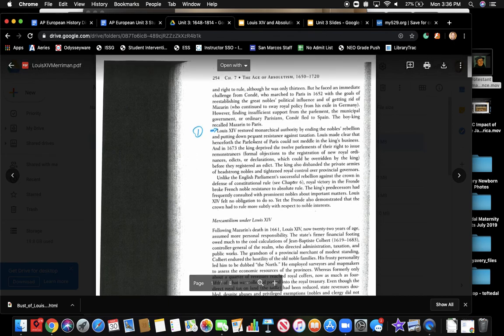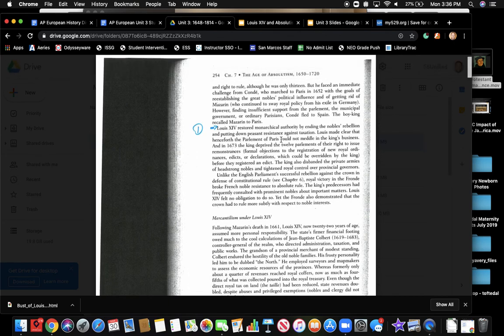One of the first things he does is he makes it clear that the Parlement of Paris could not meddle in the king's business. Now, the parlements are local law courts, but these local law courts had influential say in regional politics because they were the ones judging the laws that the king or the governor would be making. And so he said the Parlement of Paris could not meddle in the king's business. Then in 1673, he deprives all 12 of the parlements of their right to issue remonstrances. Whoa, what a word. Which is a formal objection to the king's new ordinances, edicts, or declarations.